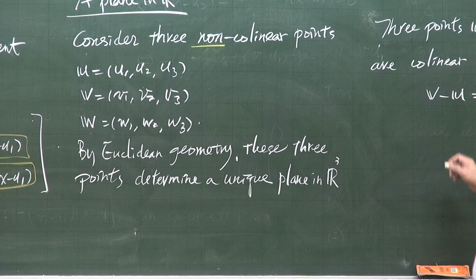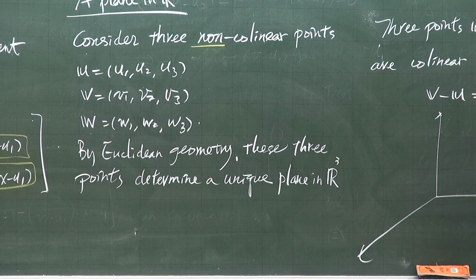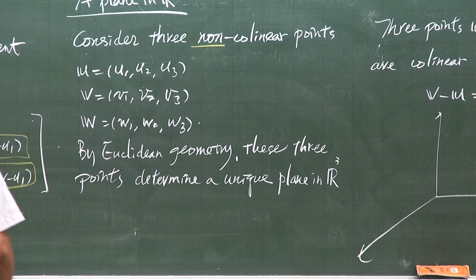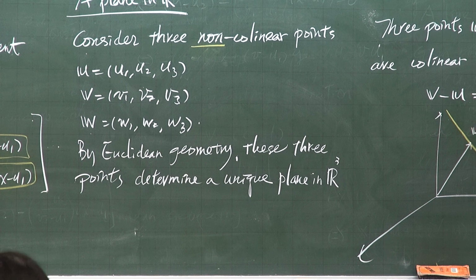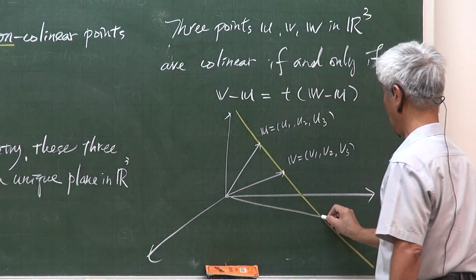Well, when we say that 3 points are collinear, it's a geometrical situation. They are collinear means that they are on the same line, say L. So we have a point U, we have a point V, and also we have a point W.